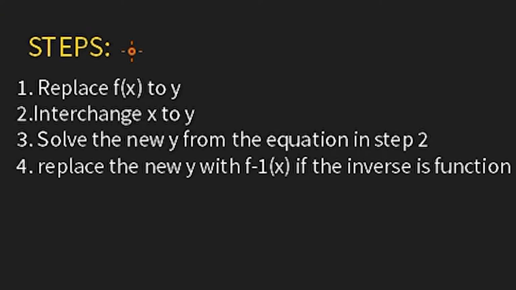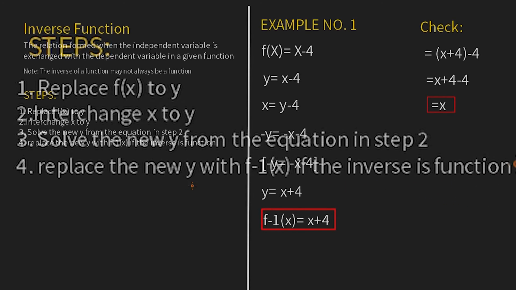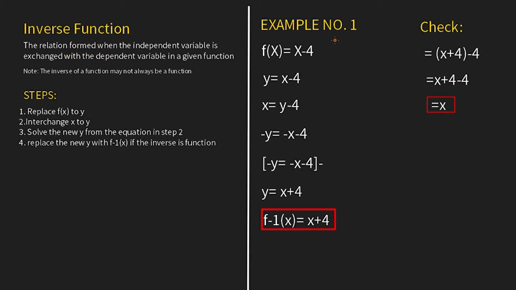Let's move on to the steps on how we will find the inverse of a function. First, replace f of x with y. Second, interchange x and y. Third, solve the new y from the equation in step 2. And fourth, replace the new y with f inverse of x if the inverse is a function. Let us move on to our first example.